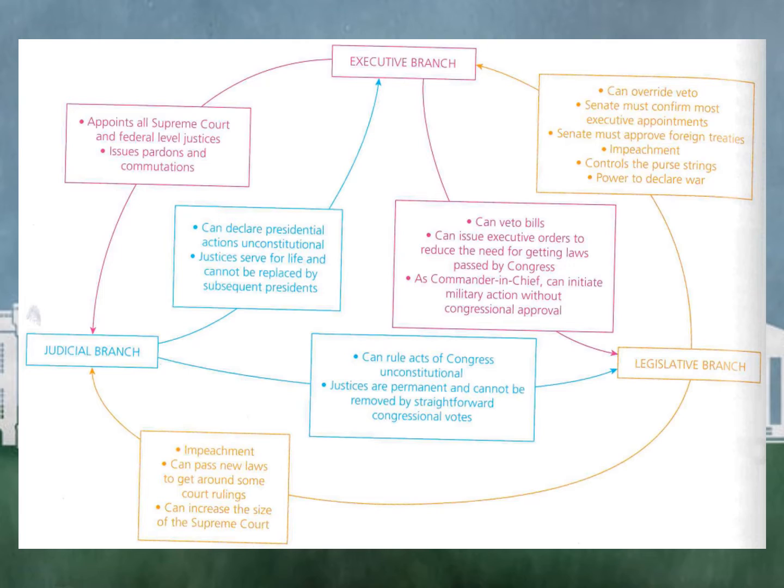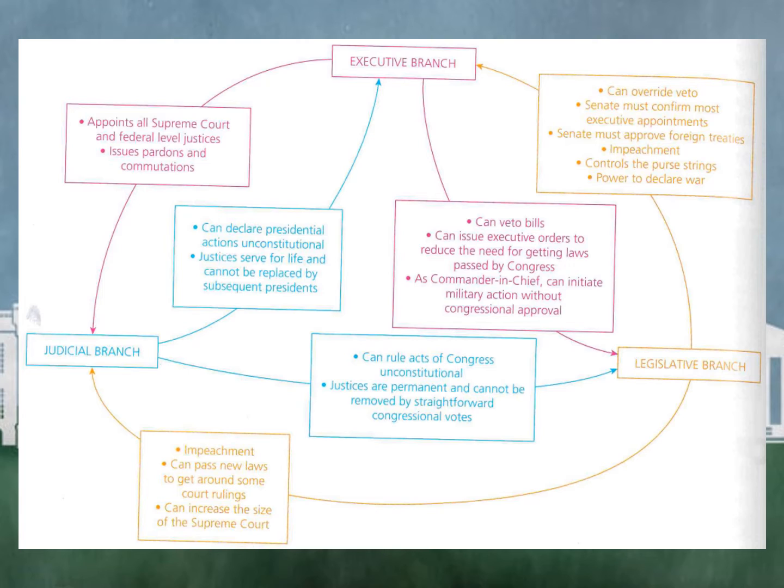The legislative branch can override vetoes. The Senate must confirm most executive appointments. The Senate must approve foreign treaties. Congress also has impeachment of the executive branch, controls the purse strings, has the power to declare war, impeachment of the judicial branch, and can pass new laws to get around some court rulings, and can increase the size of the Supreme Court.